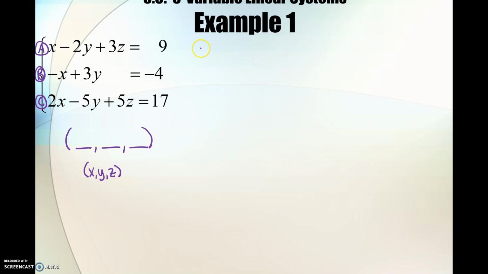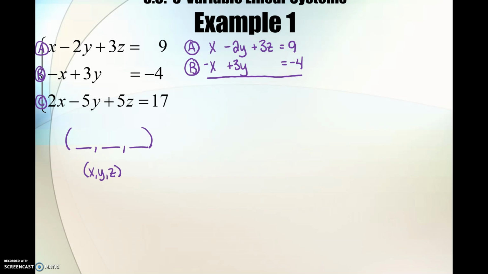So the first thing I'm going to do is take equation A and equation B, and I'm going to eliminate them. So equation A is x minus 2y plus 3z equals 9. And underneath that, equation B, negative x, that is really annoying me, plus 3y, there's no z, so I leave a space, equals negative 4.